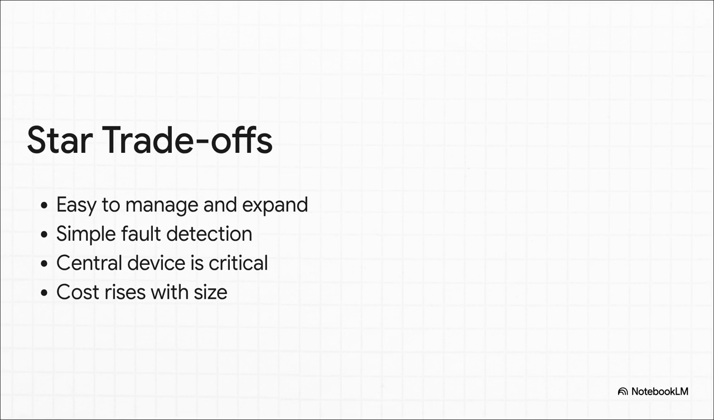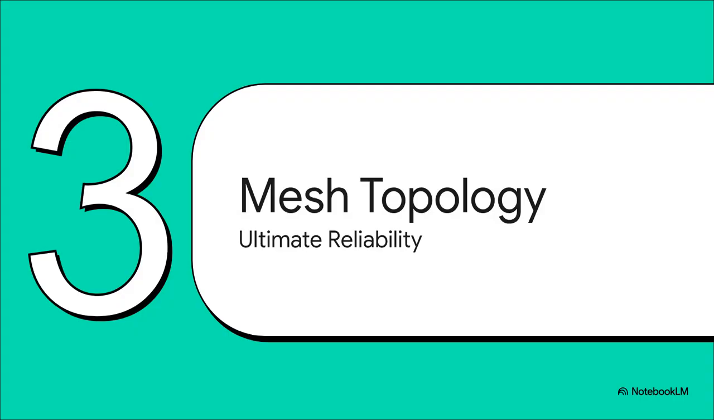However, and this is a massive however, that central device is a critical point of failure. If the central switch loses power or breaks, boom, the entire network drops dead instantly. Also, because every device needs its own dedicated wire running all the way to the center, it requires a lot of cabling, and your costs are for sure going to rise as you need larger and larger central switches. So, what happens when we absolutely positively cannot afford for the network to go down?